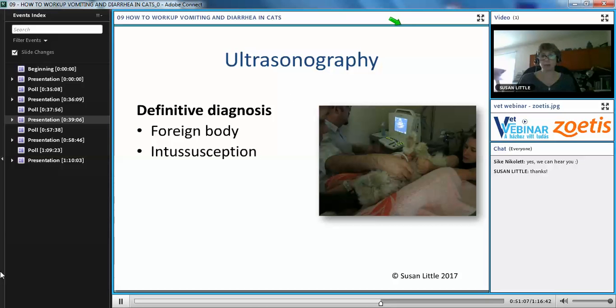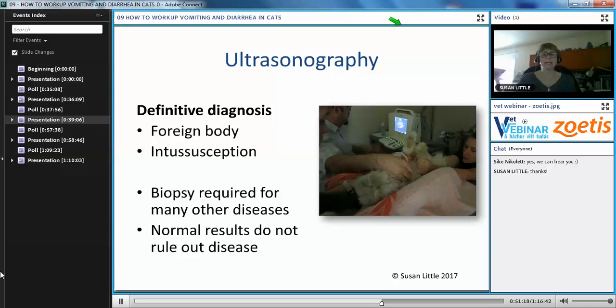We do sometimes get a definitive diagnosis. A foreign body, for example, we find some of those by ultrasound, or intussusception. I'll show you some examples in a moment. But more often than not, it's going to tell us the next step. So it might say, okay, you need a biopsy or you need endoscopy. And again, just like radiographs, we have to remember that a normal abdominal scan does not rule out diseases. So, for example, cats can have intestinal disease, especially things like inflammatory bowel disease or lymphoma, and have a normal abdominal scan. I'm going to tell you a little bit more about that in just a minute.